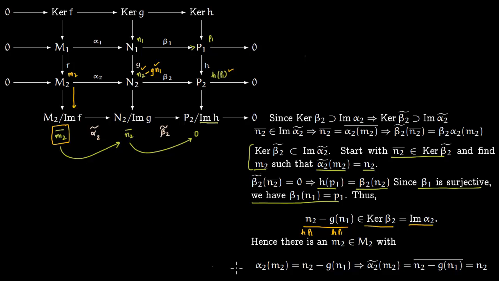More formally, you can say there is an m2 in M2 right here, with alpha 2 m2 equal to n2 minus g n1, just because of this. Then alpha 2 tilde of m2 bar is equal to n2 minus g n1 bar. By definition, this will be n2 bar, because you modulo out with the image of g, so you kill this element right here, and you just get n2 bar. So we are done.